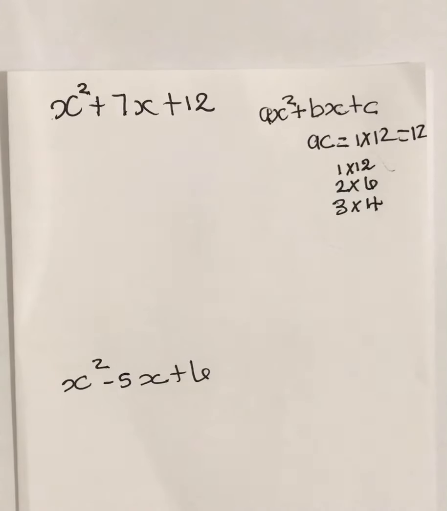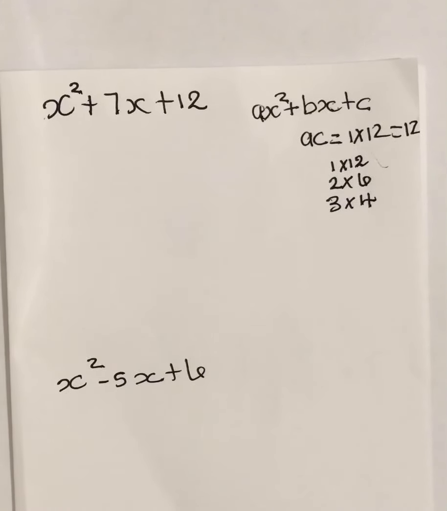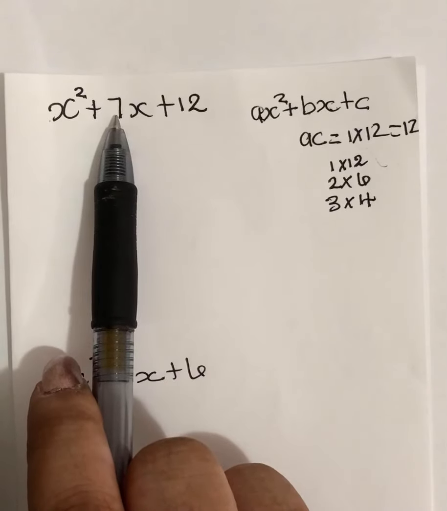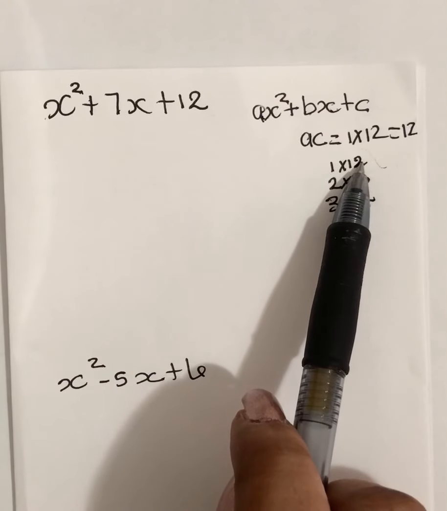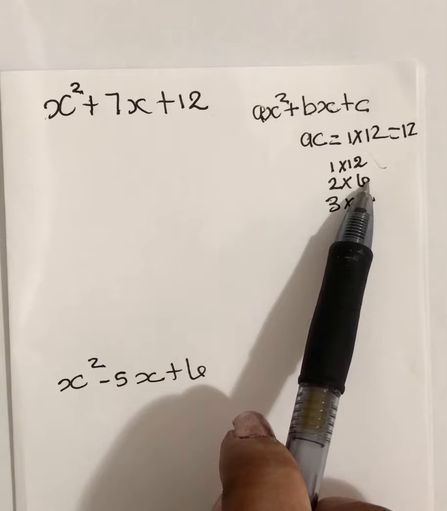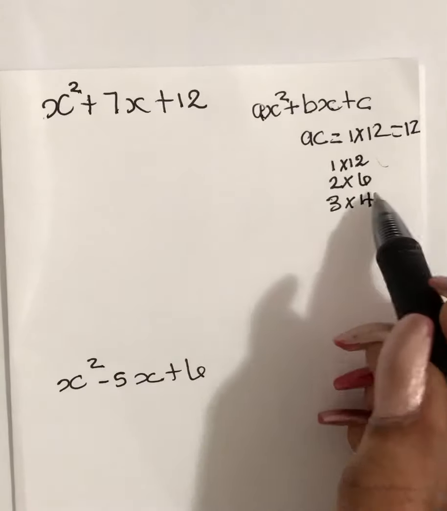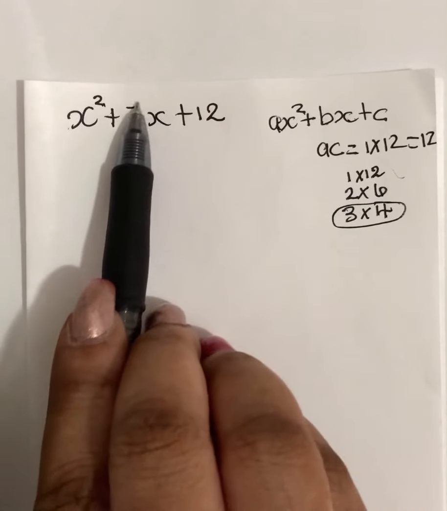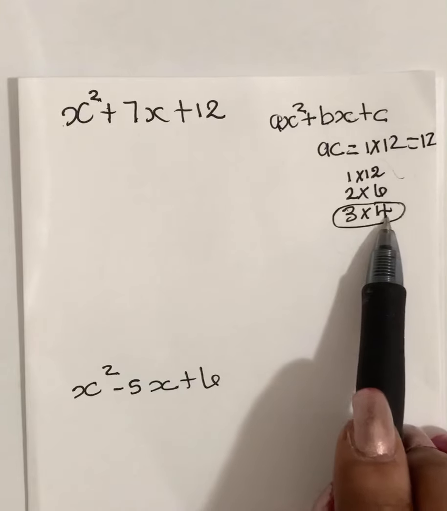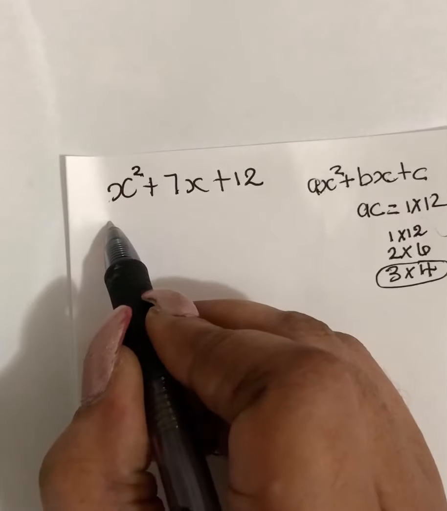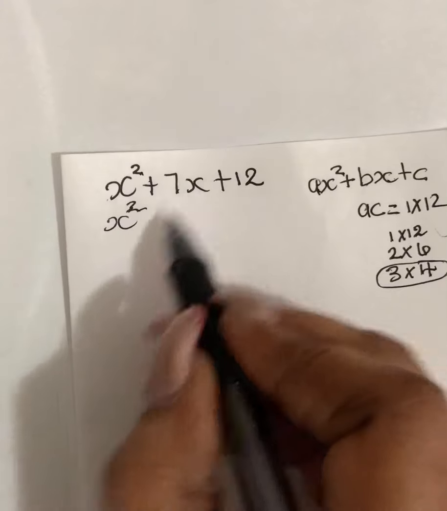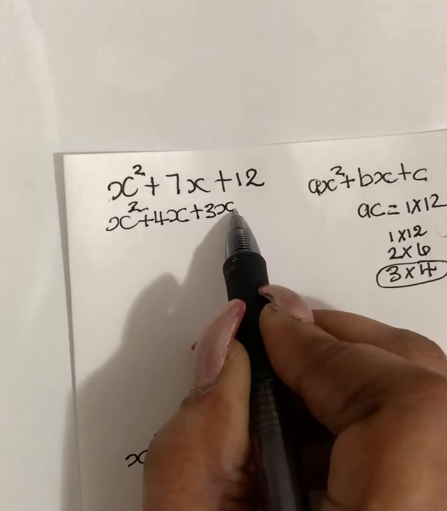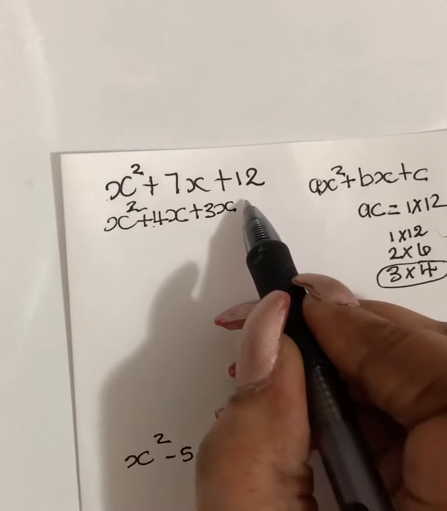Once you have all the factors listed, the multiplying ones, you'd think of which 2 you can add to get 7. If I add 1 to 12, I will get 13. 2 to 6 will give me 8. But 3 to 4 will give me 7. So I'm going to expand this piece using 3 and 4. So you will rewrite your x squared. Do not write 7x, but you write 4x plus 3x. Agree that 4x plus 3x will give us back 7x?